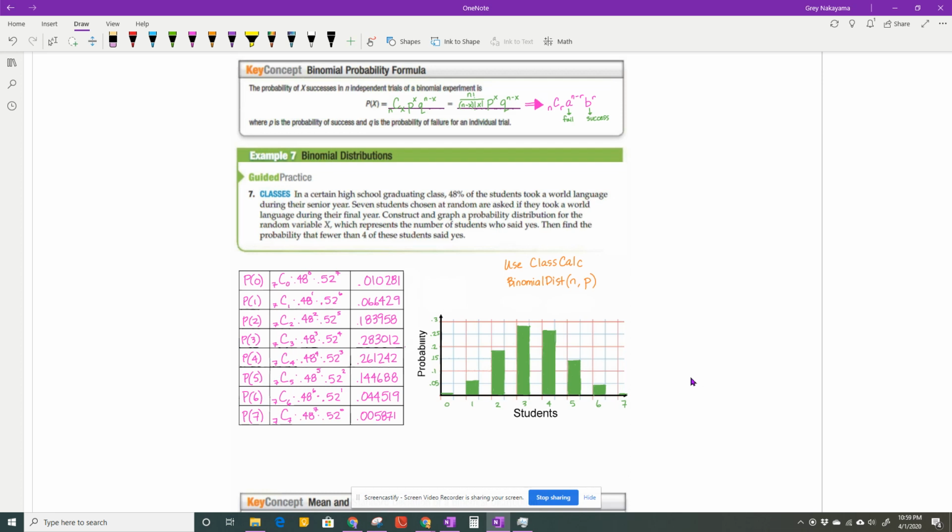This is what it's going to look like in ClassCalc. So when you do these problems and you practice the problems for your homework to help you on a lesson check, you want to identify that n is 7. Why is n 7? Because they chose 7 students. And p is 0.48 because 0.48 was the answer of the probability that somebody would say yes.